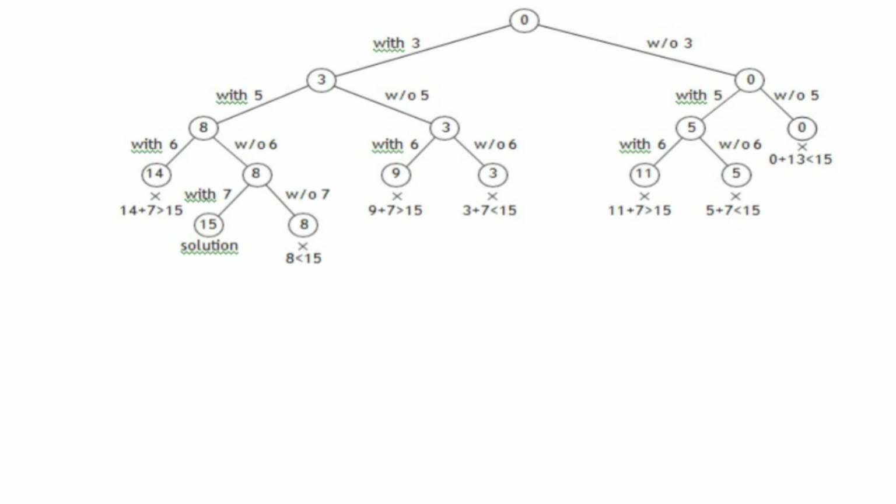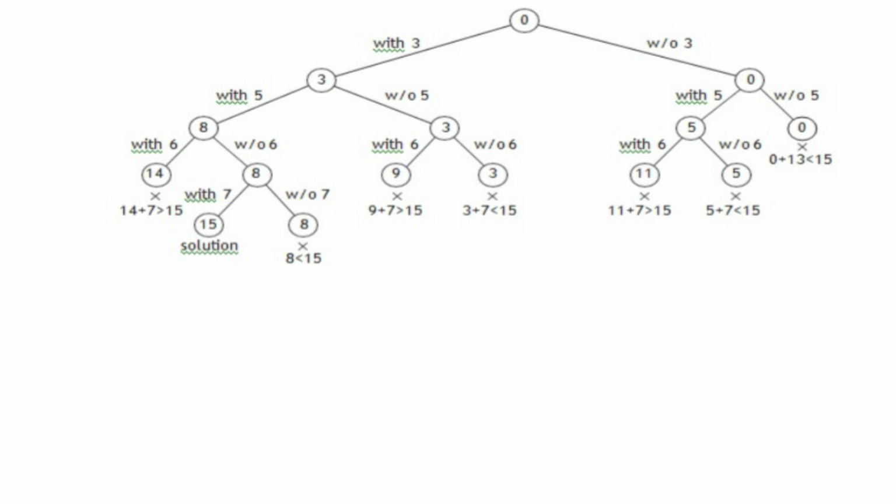Again we move back to the previous node, that is 3. So the left side indicated with 5, then the right side indicates without 5. So without 5 the answer remains 3 itself, the node is 3 itself. Then the next element is 6. 3 plus 6 is 9. Then the next element is 7. 9 plus 7 is 16, which is greater than 15. Again it leads to a dead end. We move back to 3.